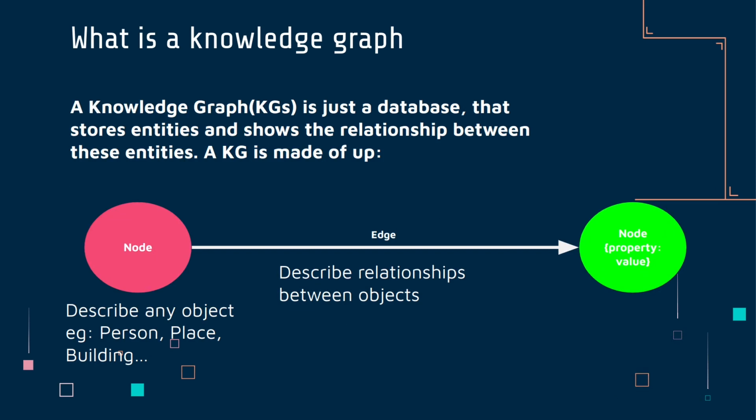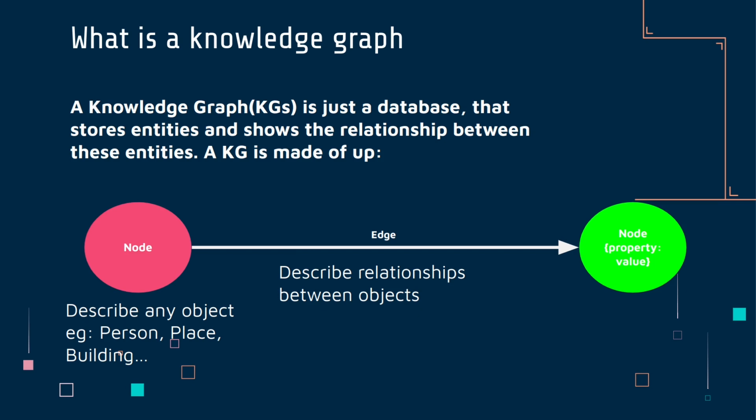Okay, so a knowledge graph is just a database, just like any other database, like Postgres, MySQL. All these are just databases, right? So a knowledge graph is just another database that basically stores entities and shows the relationship between these entities.